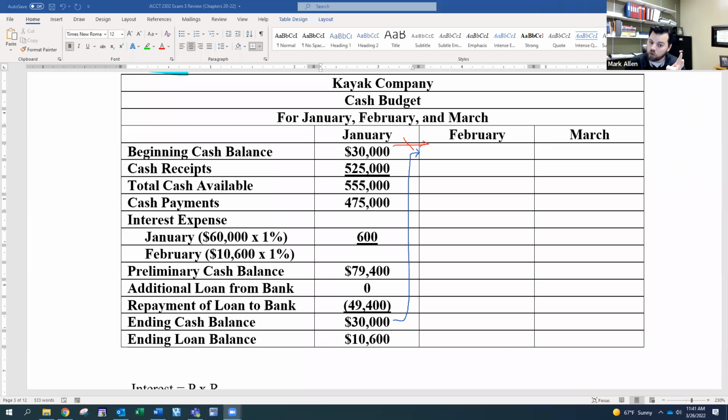It just so happens in this case that the beginning and ending balance for January were the same. But that is not a rule you can rely on. That is not a shortcut. That is not something you want to try. It will mess you up. It will cost you a ton of points on the test. Don't do it. Instead, always remember, ending cash balance for one month becomes beginning in the next. And that's where we get this $30,000 from.